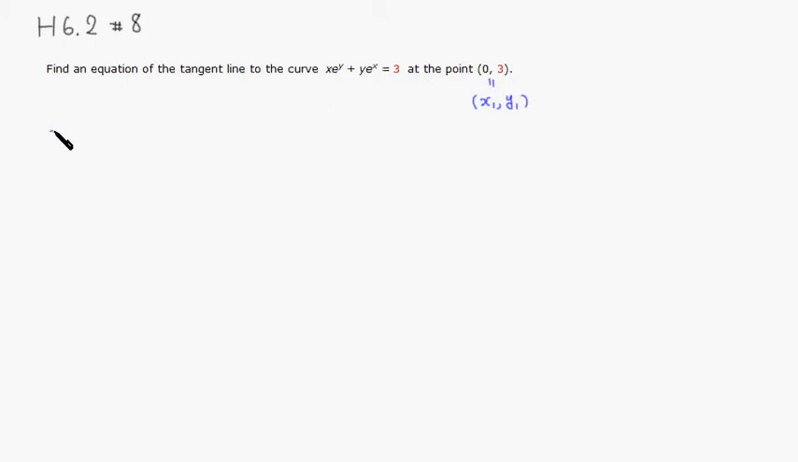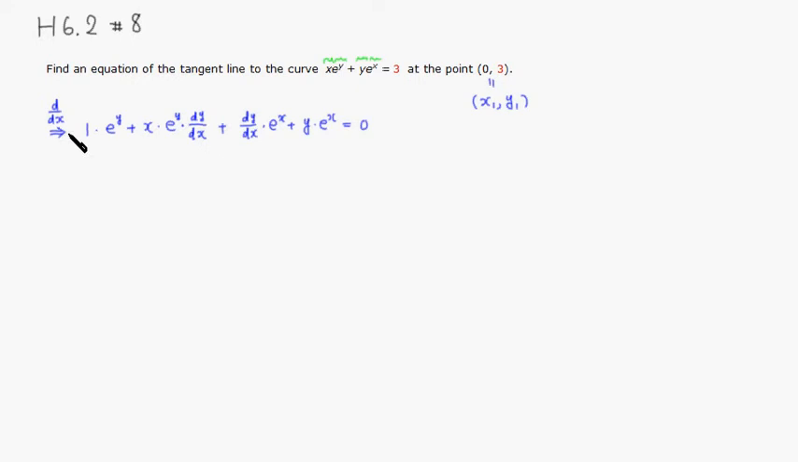By taking the derivative of this equation with respect to x, we have two things multiplied together, so we're going to use the product rule. The derivative of the first is 1 times the second, e to the y, plus the first, x, times the derivative of the second, e to the y, but you have to multiply by dy over dx. Then plus, again using the product rule, the derivative of the first, y, is dy over dx times the second, e to the x, plus the first, y, times the derivative of e to the x, which is still e to the x. And the derivative of 3 is 0.